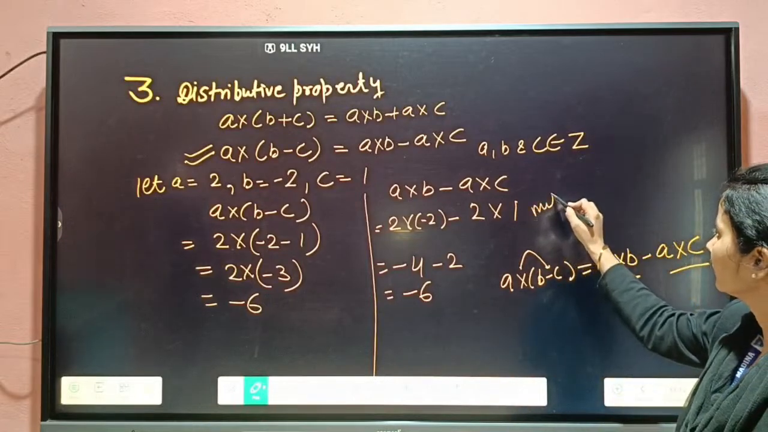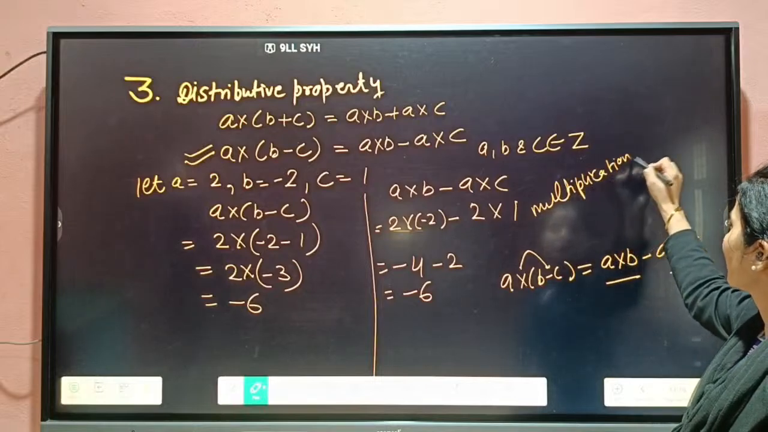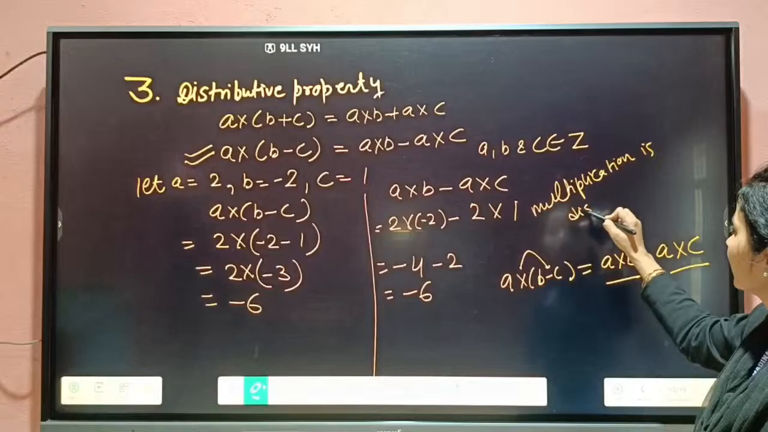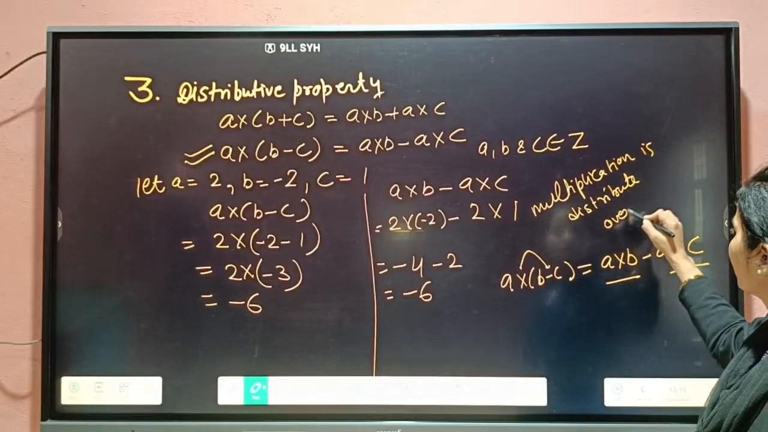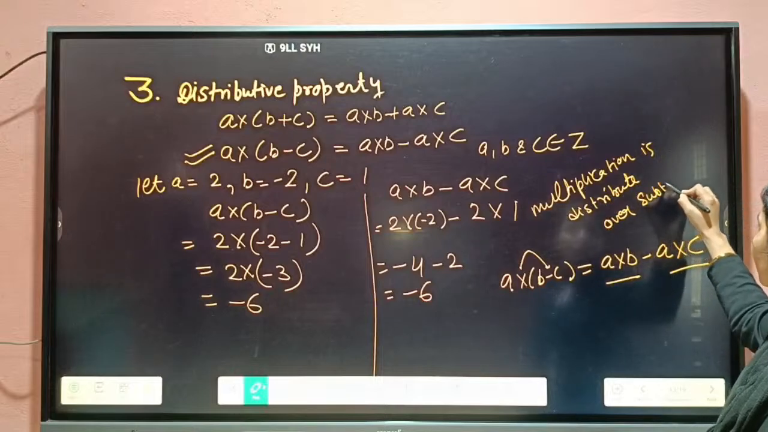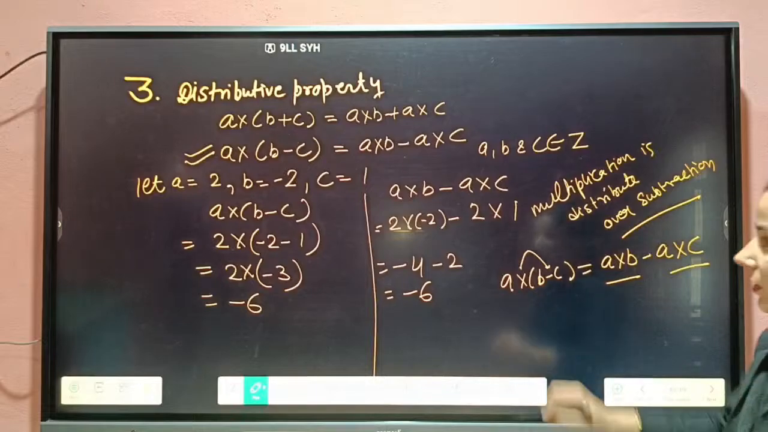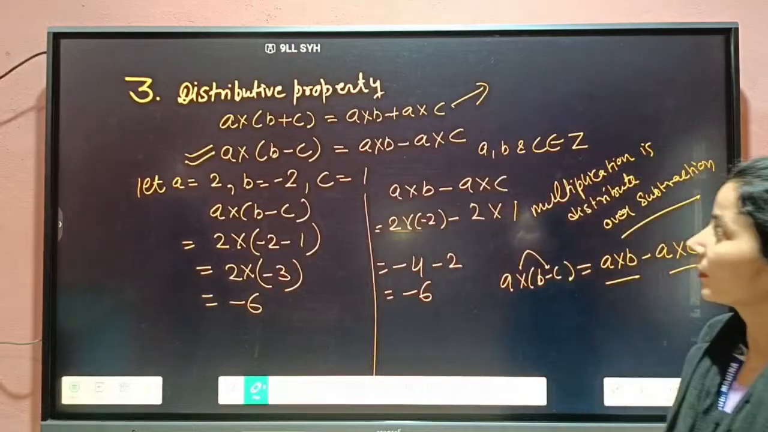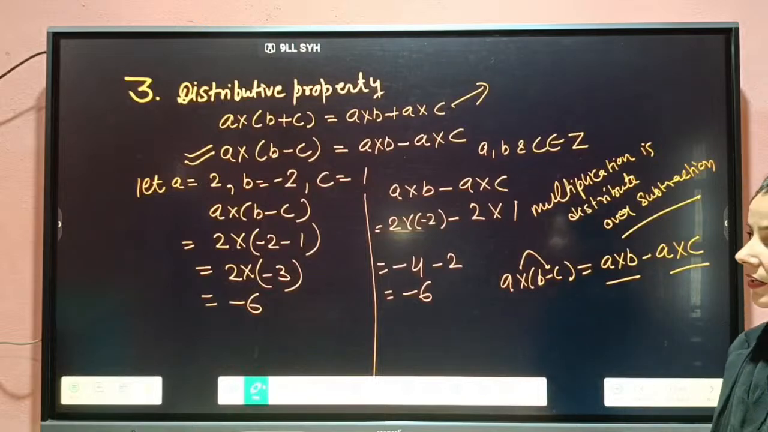Multiplication distributes over subtraction, and there also multiplication distributes over addition. So this was the distributive property.